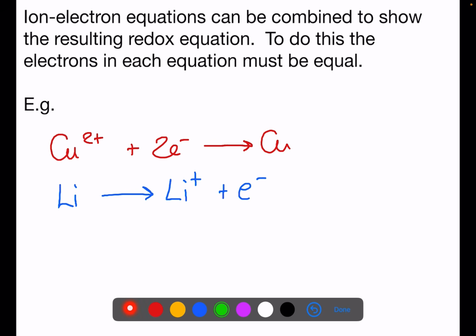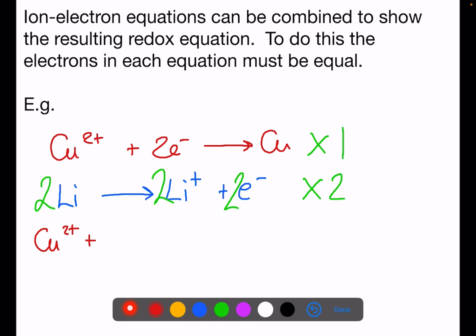To be able to combine these, we need to make sure that we have the same number of electrons in each of the equations. So in the top equation we have 2 electrons, and in the second equation we only have 1. So we're going to cross multiply. So this whole top equation is multiplied by 1, and this whole of the bottom equation is multiplied by 2. So in reality, we're just going to put in a 2 in front of everything on the bottom equation before we combine. We're then going to have all of the reactants on the left.